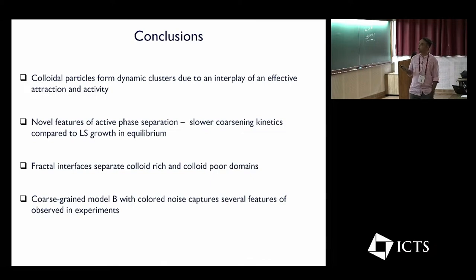Colloidal particles form dynamic clusters due to the interplay of effective attraction and activity. Novel features of active phase separation: slower coarsening kinetics compared to Lifshitz-Slyozov growth in equilibrium. And we find fractal interfaces with a cusp exponent. And we've been able to explain many of these exponents using a coarse-grained model, which is model B plus noise, colored noise. With that, I'd like to take questions.